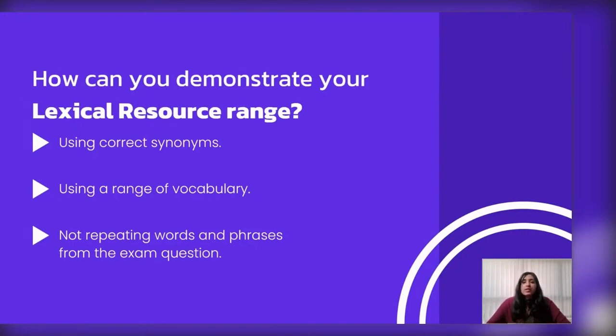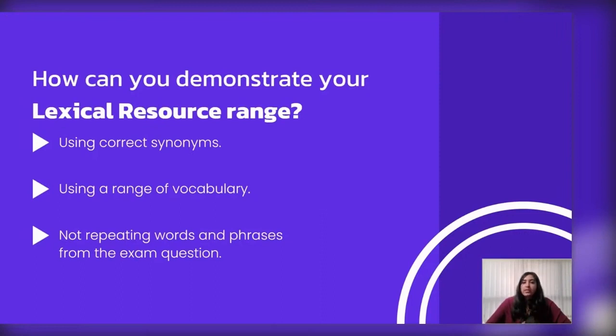Instead of saying shows, we're using the word illustrates, and it sounds a bit more upscale. All right, so that's one example. Using the correct synonyms is one way to demonstrate your lexical resource range. Second of all, using a range of vocabulary.